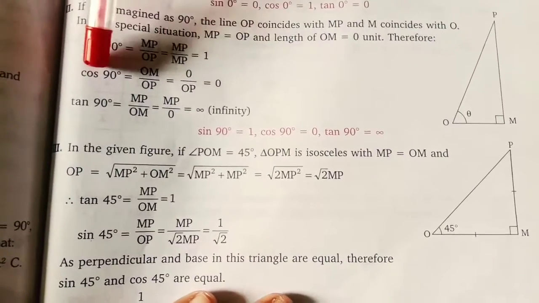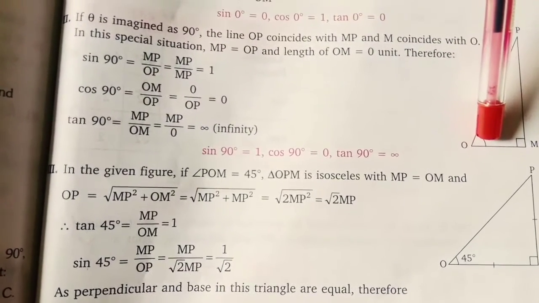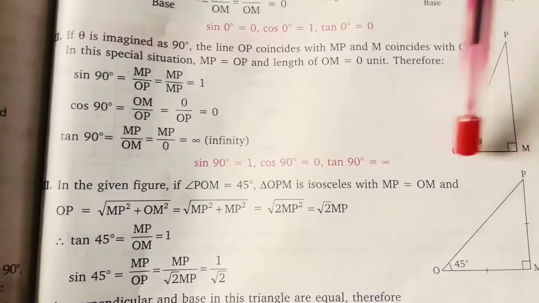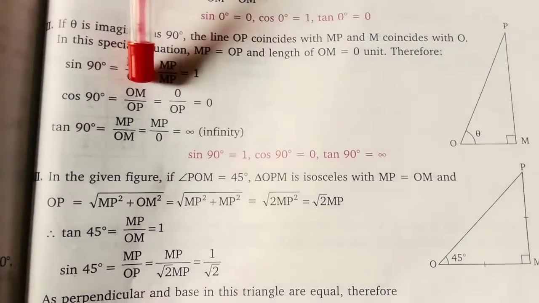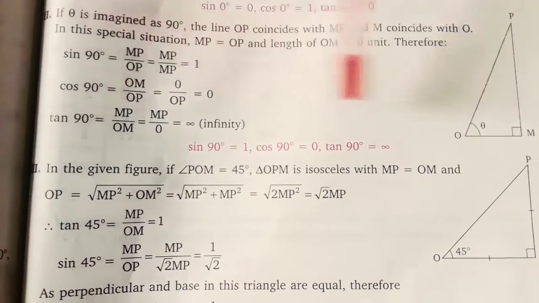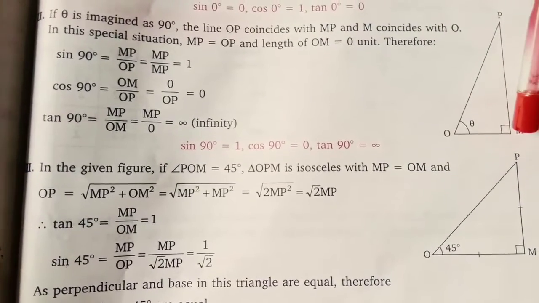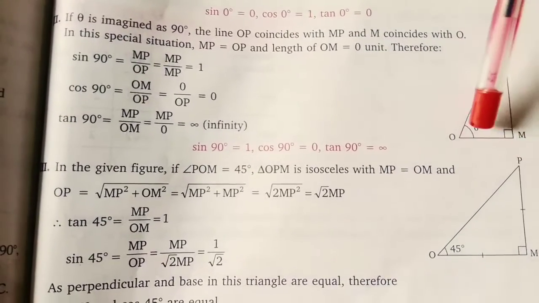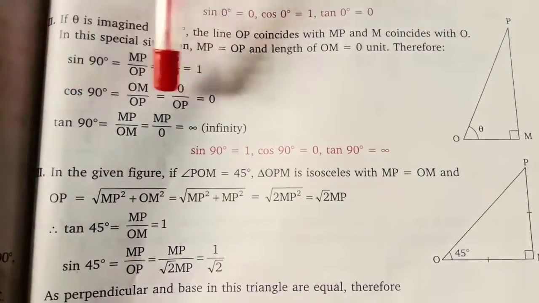Next come to cos 90 degree. For cos theta, what is the formula? Base by hypotenuse. Base here OM, base by hypotenuse, that is OM by OP. Here OM is 0 because when theta is 90 degree, this O will coincide with M. That means theta 90 degree means OM will be 0. 0 by anything equal to 0. Therefore cos 90 equal to 0.